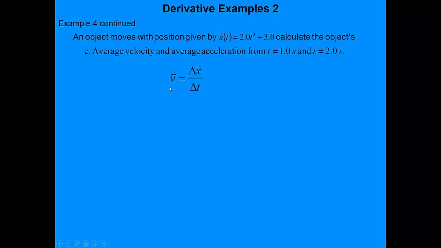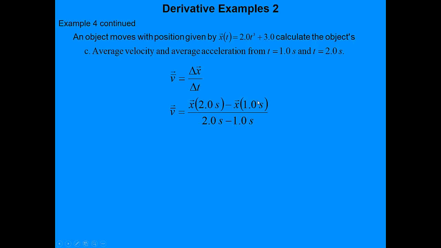So as we just reviewed, the average velocity is the displacement over the time. Well, the displacement is, of course, final minus initial position. And that means we need to know the position at 2 seconds minus the position at 1 second. And the change in the time would just be 2 minus 1 seconds, right? Final minus initial.